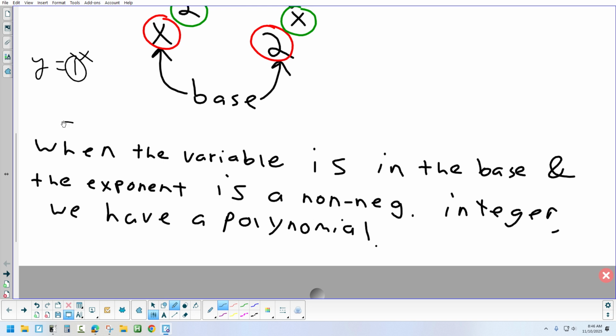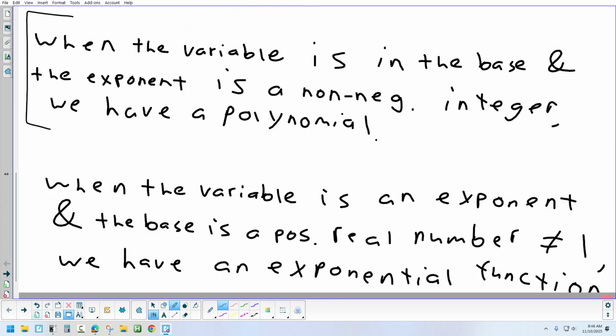This is the kind of thing we've been working with a lot this year. Polynomials: a polynomial is when your variable is in the base and the exponent is a non-negative integer. Like quadratics, cubics, quartics, those are all polynomials. But when we make it so that the variable is an exponent, and this is what we just said, the base is a positive real number, but not 1, that's an exponential function.